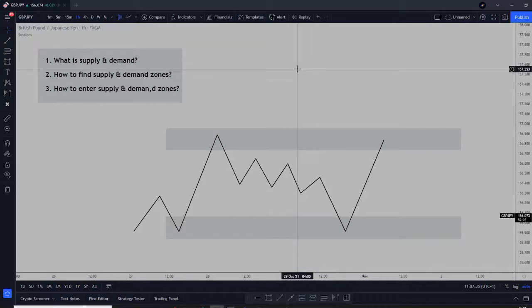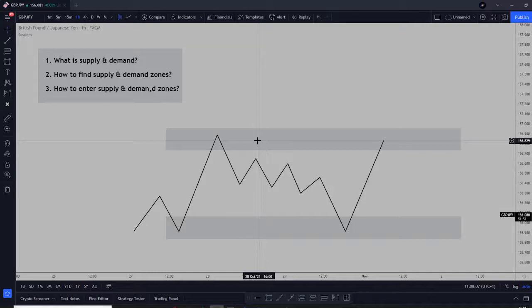Well, supply and demand is in everything. Okay, it's not just in trading, it's in the whole market. It's in life. You can see it in any single market. Every single product that you buy, there's supply and demand. Basically what we are looking to do is buy, for example, this pair, GBP JPY, at a cheap price. We're looking to buy very cheap and we're looking to sell very expensive.